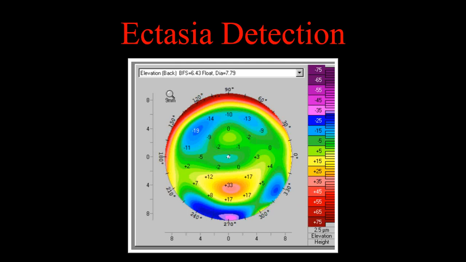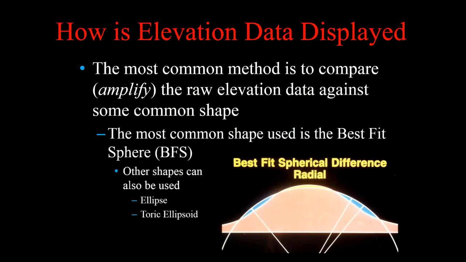Again, a lot of displays are sent to me, and one of the more common questions I get is: is this person acceptable for an enhancement? Is this an ectatic cornea? How can I tell? We're going to go over a little background real quickly. I'm sure most of you have heard this already.